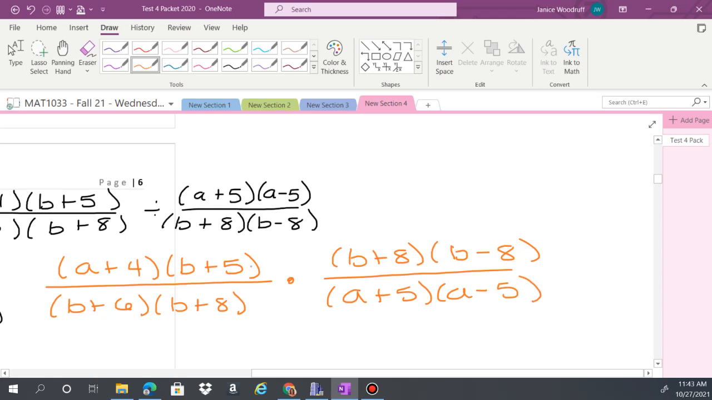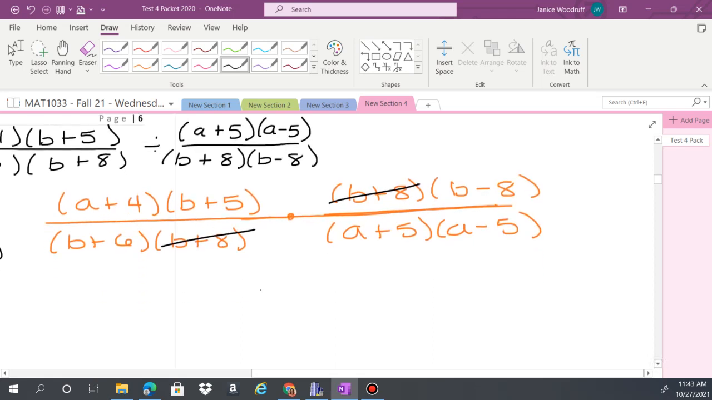Okay, now let's extend this. What can I cancel? B plus 8, one on the top, one on the bottom. That's it, isn't it? That's not fun. All right, I thought we'd be able to cancel more, but we don't get to. That's okay. So we just write it out like this.